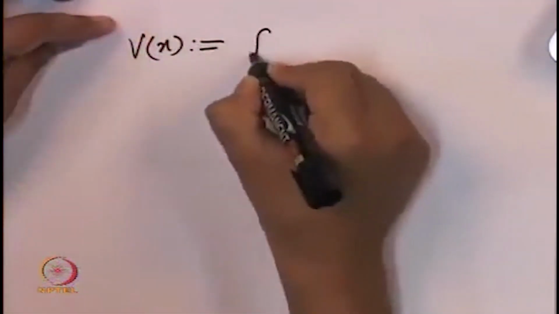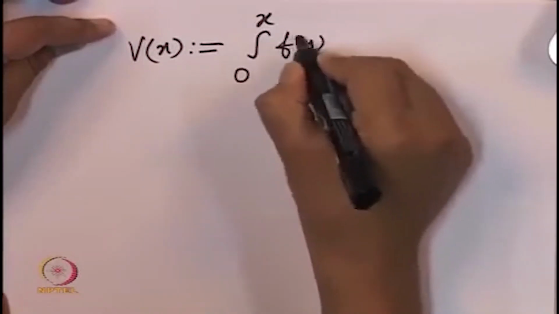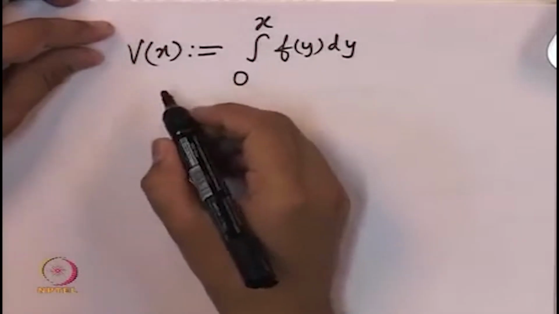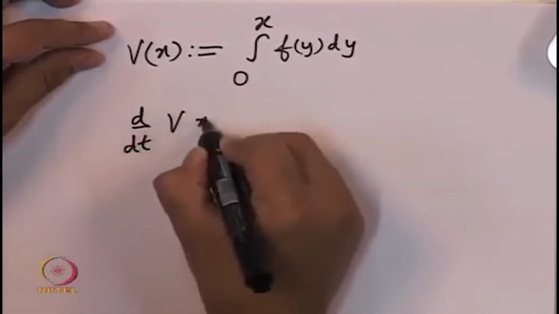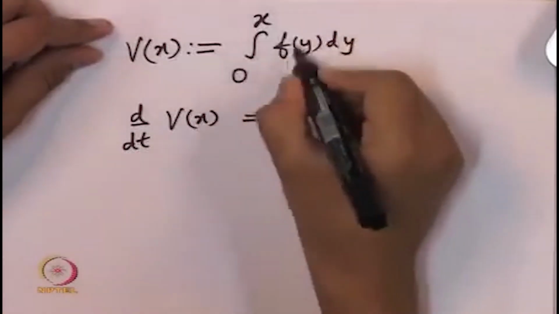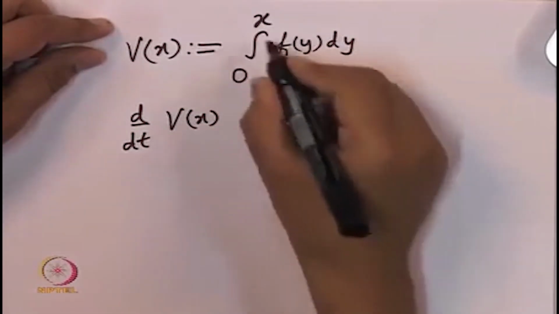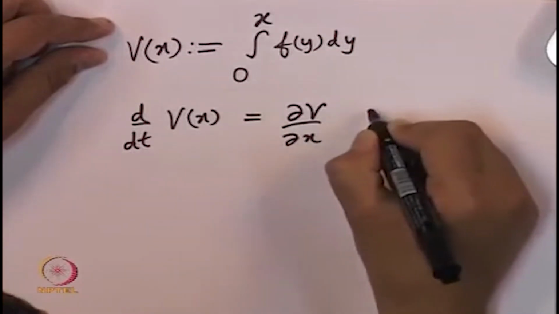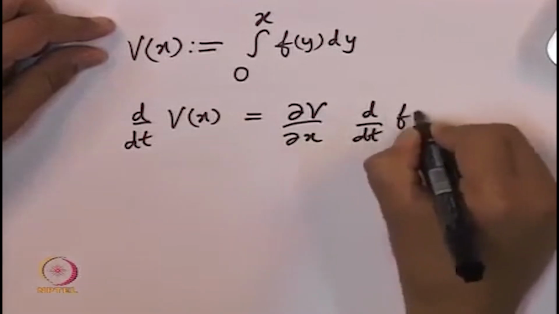So v of x is now defined as the integral from 0 to x of f of y dy. Now what is the next thing? d by dt of v of x is now equal to the derivative of this with respect to x, and then this is nothing but del v by del x times d by dt of f of x.